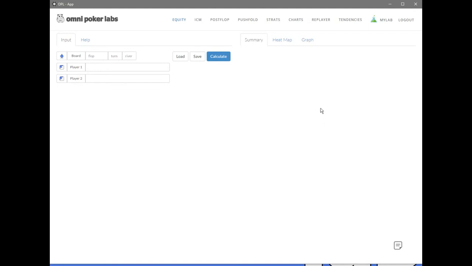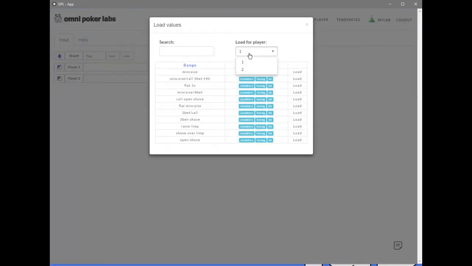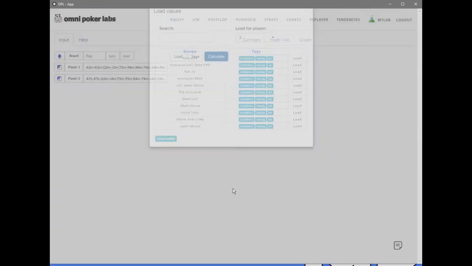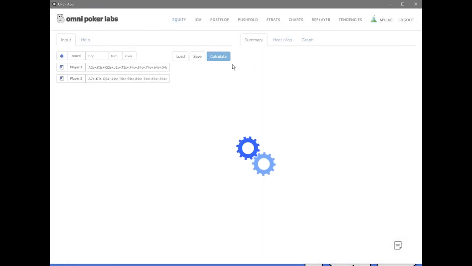So the basic idea is that you enter two ranges, one for each player, and here I will load some ranges from my lab. I will load the min raise range and the flat min raise range, and then you hit calculate and it'll tell you how often the first range wins against the second range, so almost 51% of the time.